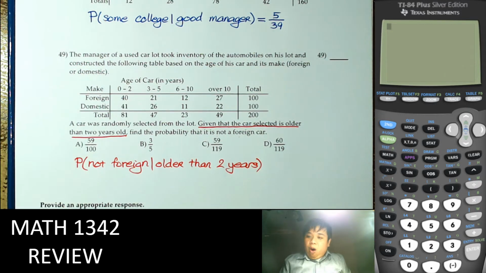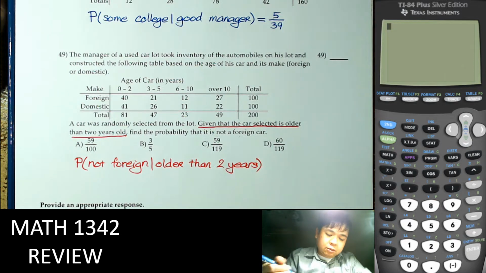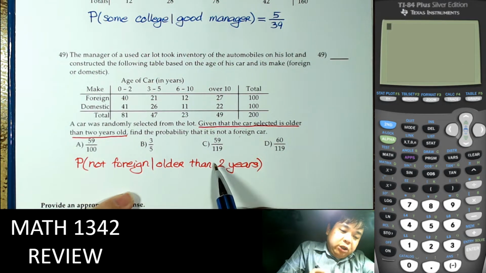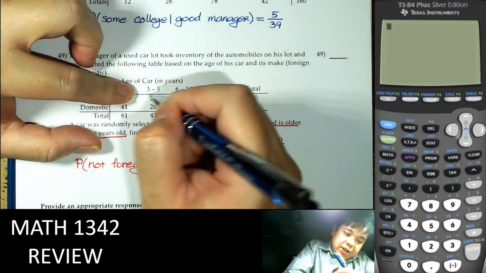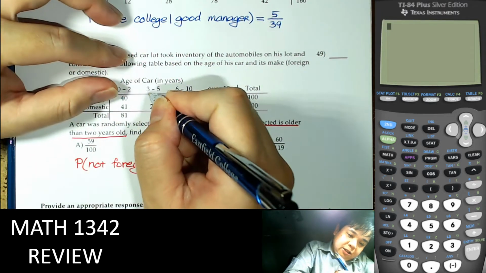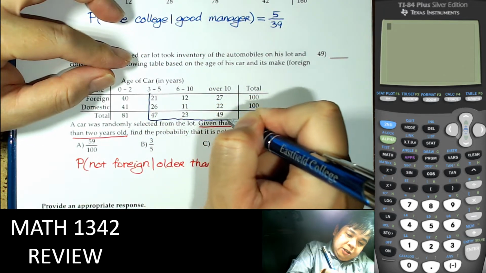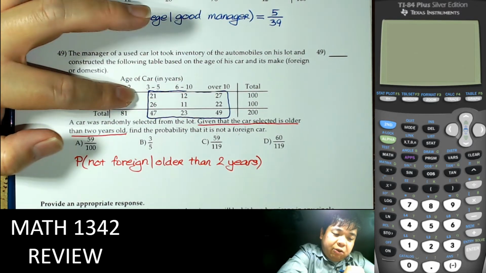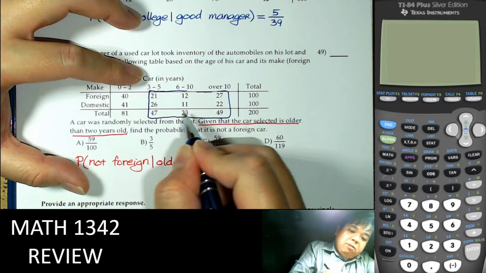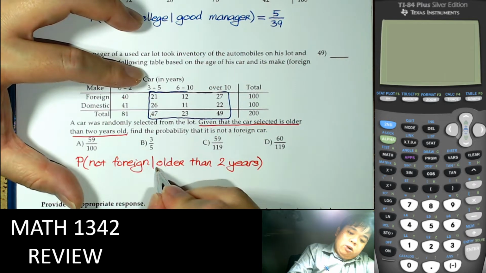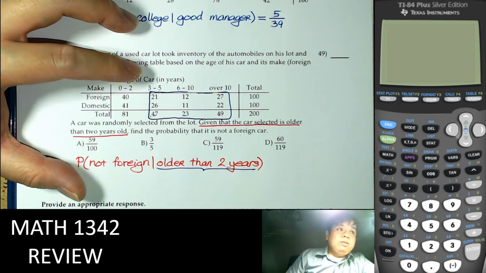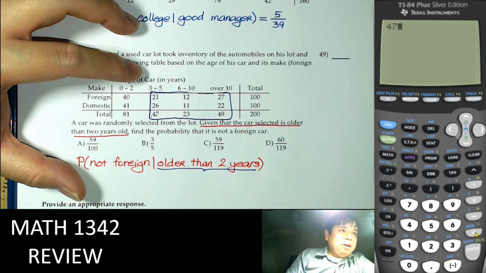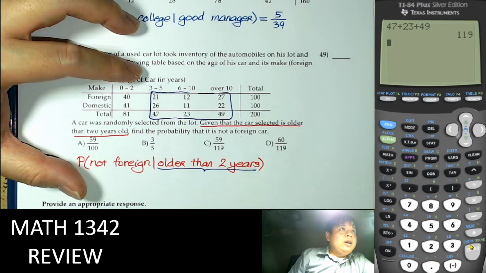Right. So there's quite a few things we have to worry about here. So first, it's older than 2 years. So it's going to be this. Yeah, except for that. And so the total will be 49 plus 23 plus 47. So older than 2 years together, 47, 23, and 49. That's 119.